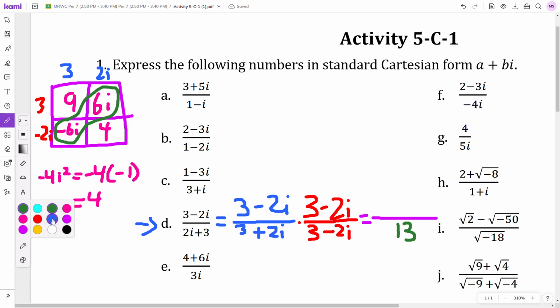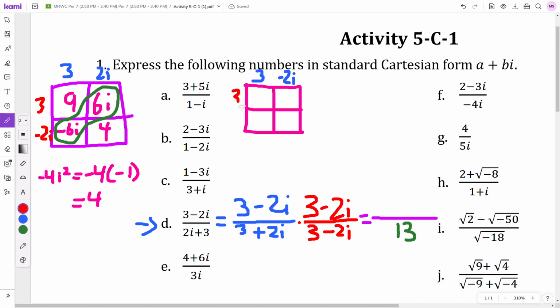For the numerator, we have 3 minus 2i times 3 minus 2i, so we're basically squaring that. I know the pattern, so I could just write it out. But for your benefit, I will show you everything, because some of these you can't do that, and I want to make sure you do the area model correctly. So we have 3 minus 2i, and we have 3 minus 2i again.